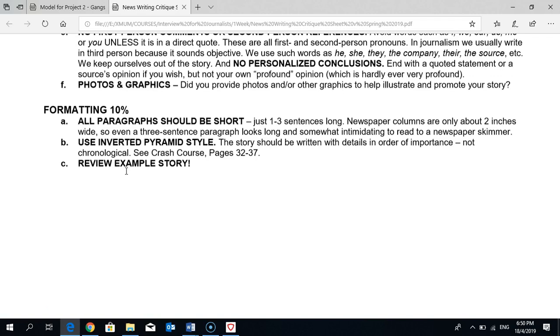But even 3 sentences, when you put it in a newspaper, which is typically about 2.5 inches wide, you guys worry about that. But anyway, something like that. Your columns in a newspaper are basically about that wide. Three sentences look long when they're only that wide. And if the paragraph looks long, it looks foreboding, and it's hard for people.